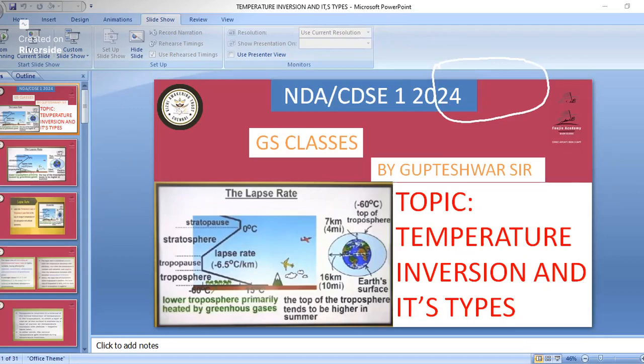So surface inversion occurs mostly in the tropical part and also in some parts of the latitudinal areas. Whereas upper air circulation happens mostly in the mid latitudinal area and the higher latitudinal area. Higher means you can go somewhat to this part, in the temperate part. So in this area this particular phenomenon happens.